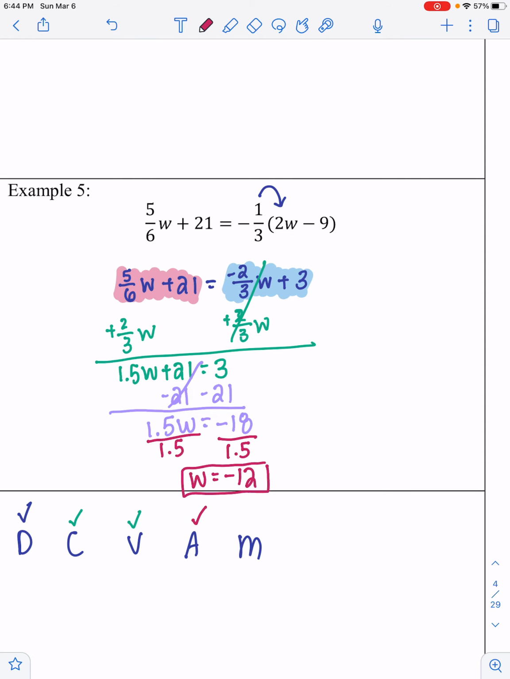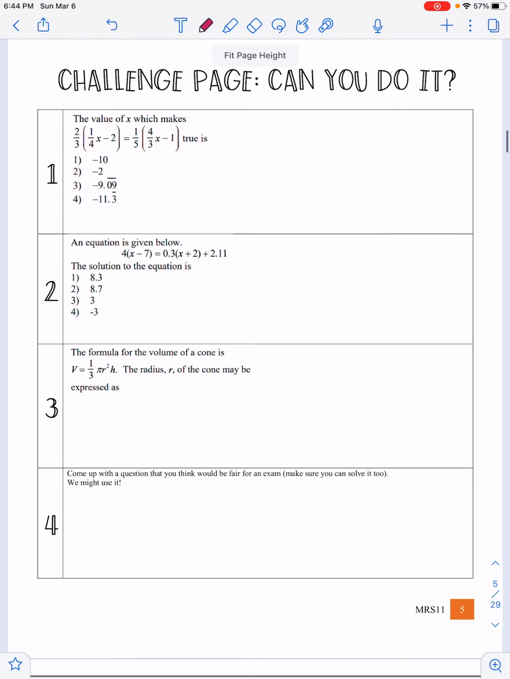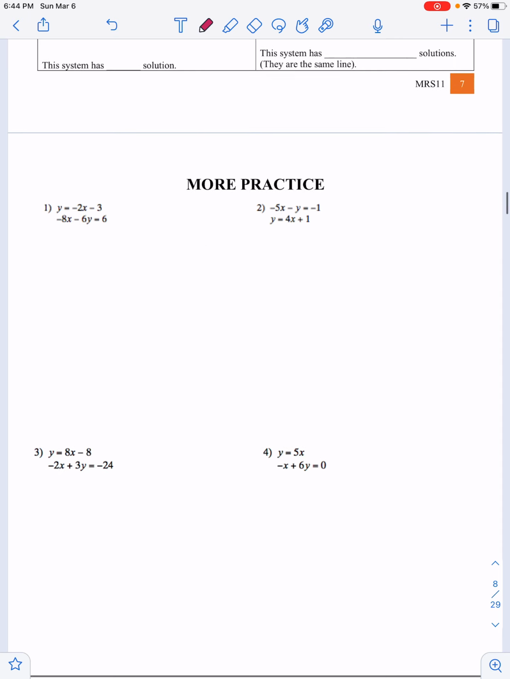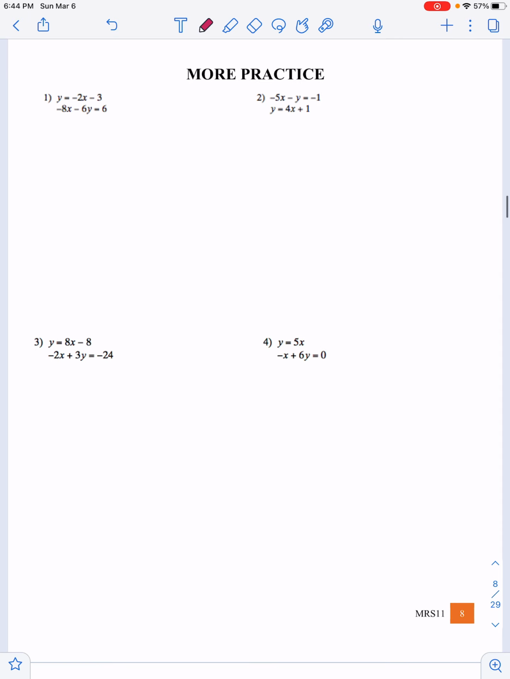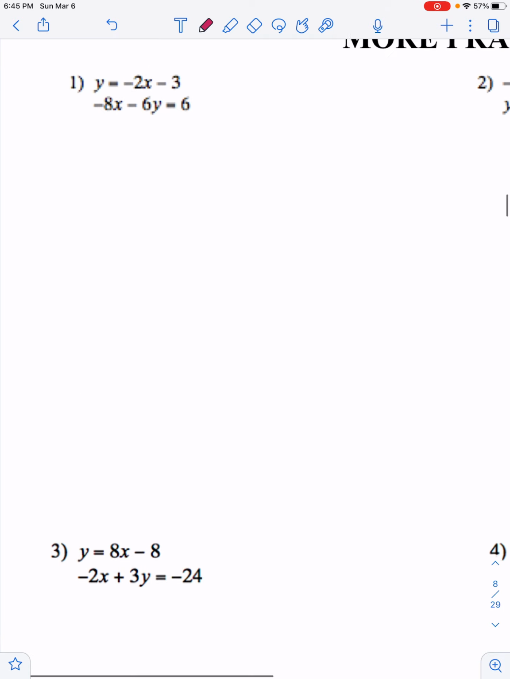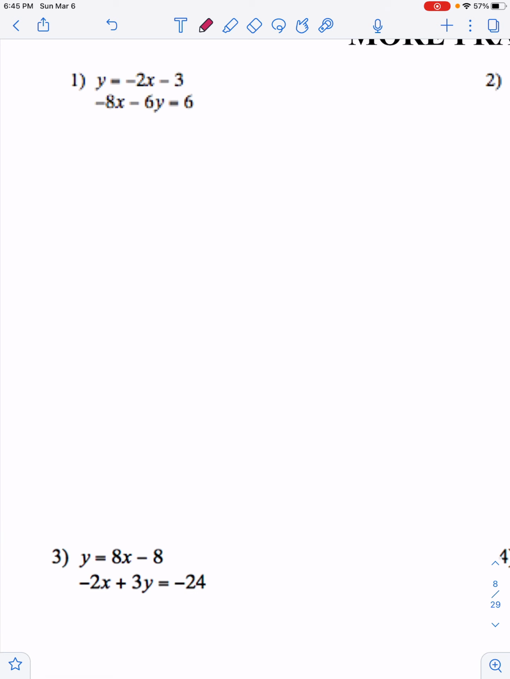All right, so that was the linear equations. Let's move on to systems of equations now, all right? Let's go down to more practice on page 8. So you can go ahead and try. We're going to do questions 1 and 3 for substitution. Pause the video, and then I'm going to start.